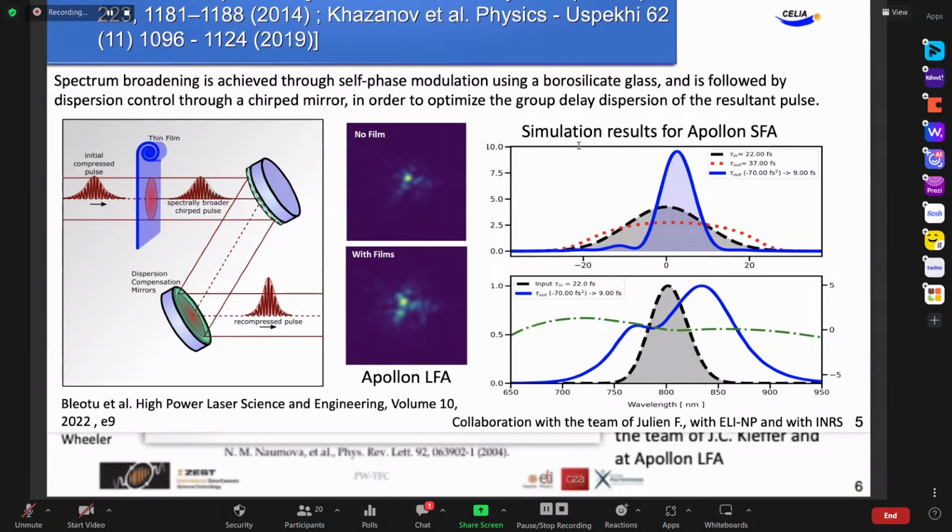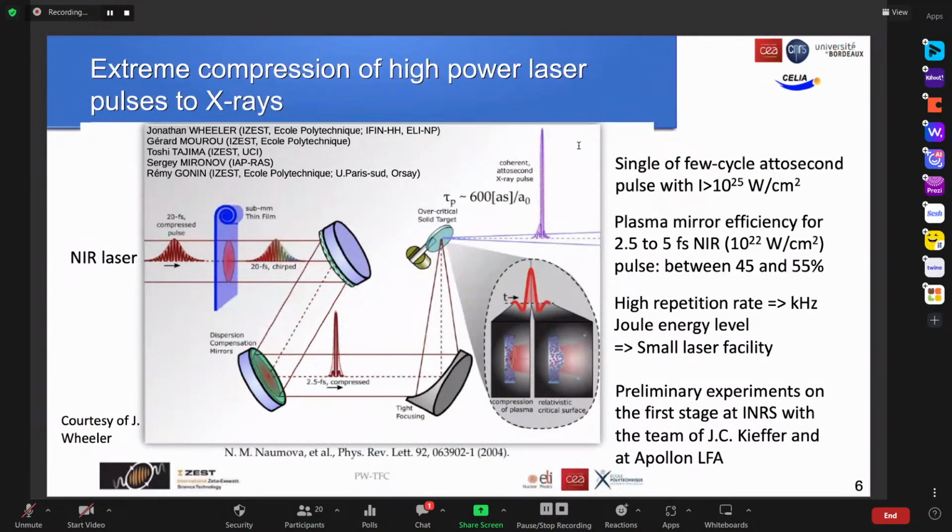So that's what I presented in the previous slide, a way to get to few cycle pulses while still staying in the near infrared. And if you want to go to shorter wavelengths, a solution is first to do the first stage I described, to try to obtain a single cycle pulse if it's possible, or at least a few cycle pulse.